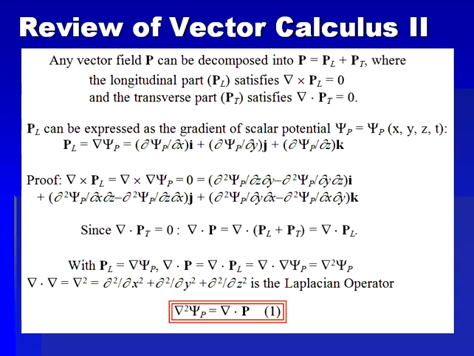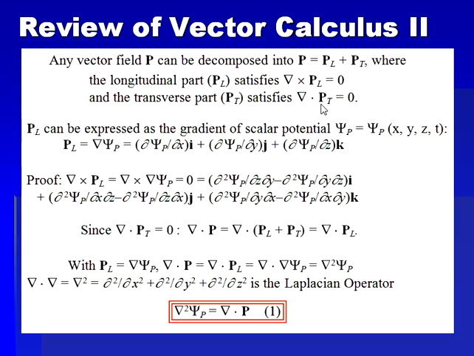Continuing with the vector calculus review, recall that it is possible to decompose any vector field into its longitudinal and transverse components. The longitudinal component of the vector field is a portion of the vector field that has zero curl, while the transverse component has zero divergence.